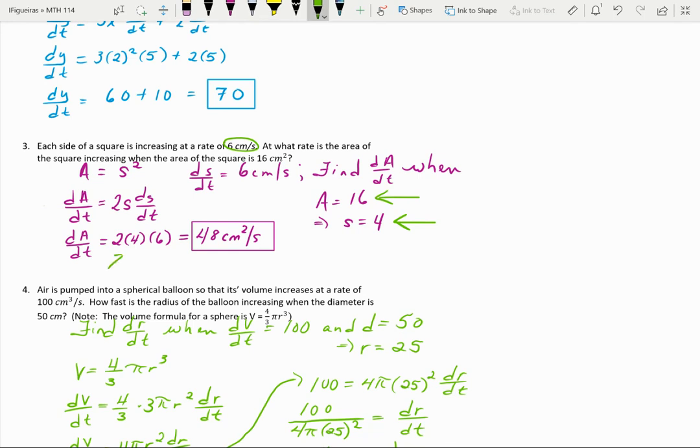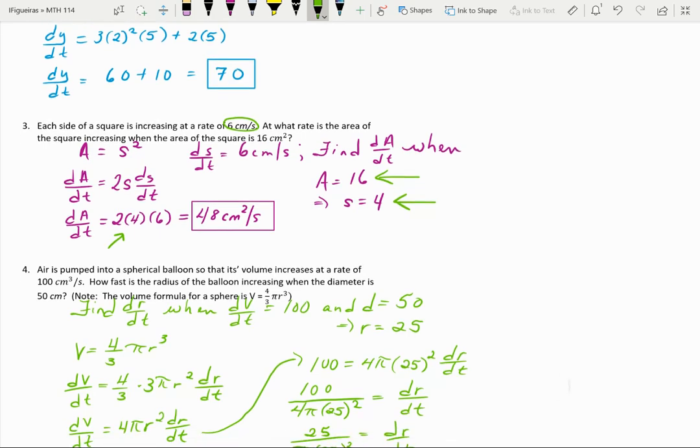right here. So I have 2 times s, which is 4, times ds/dt, which is 6, and that works out to be 48, and the units are centimeters squared per second. All right, so let's move on.